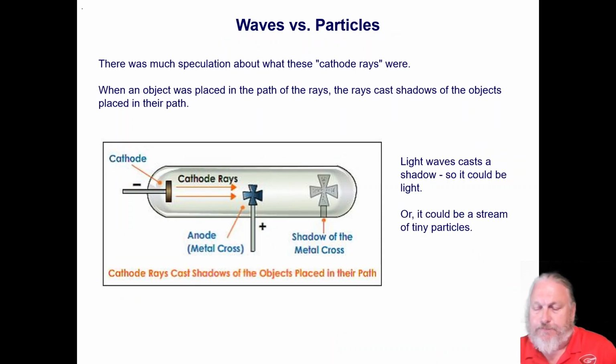So folks saw this phenomenon and wondered, what are these rays? What are these cathode rays? When they placed an object in the path of the rays, it would cast shadows of the objects that were placed in their path, right?